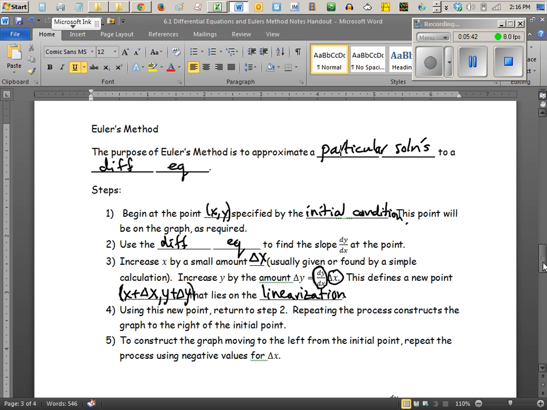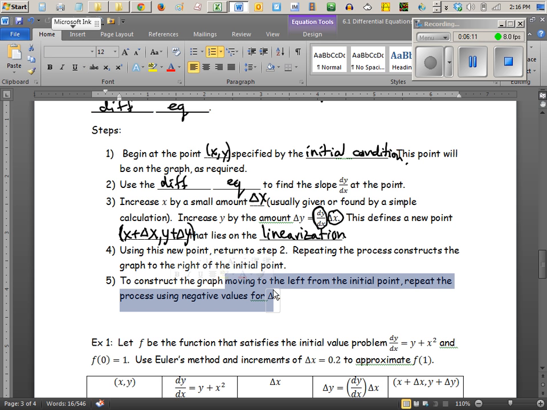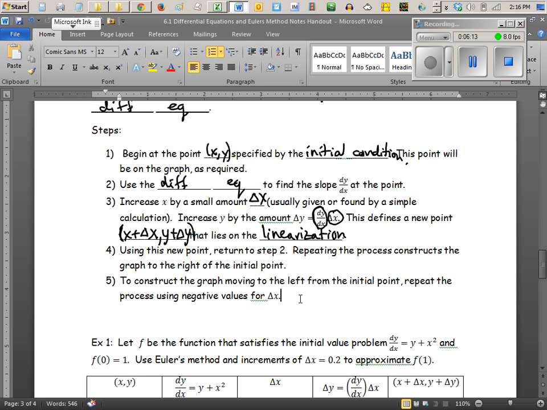Right now I'm only discussing a first order differential equation. It doesn't have to be linear; it can even have a y squared in it, but the ones we're doing are not second order, so there are no y double primes. If you want to build a graph to the left of the initial point, you have to use a negative value for delta x.